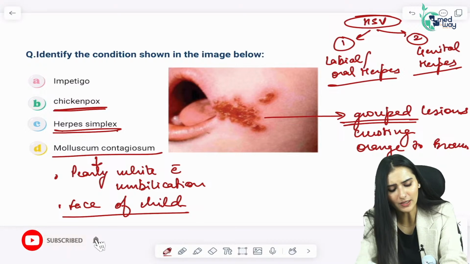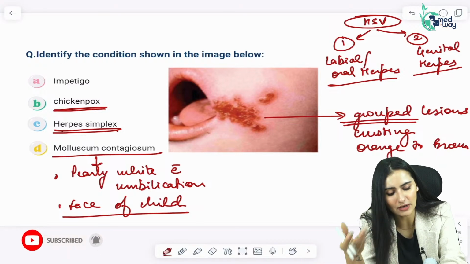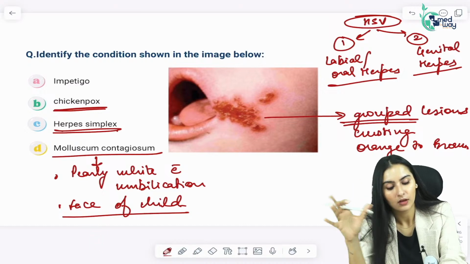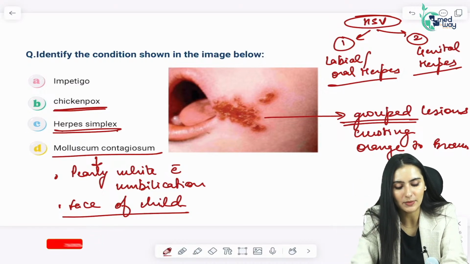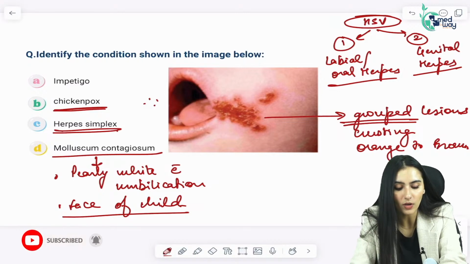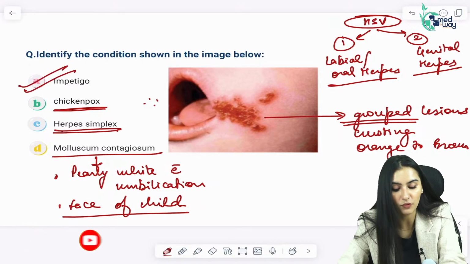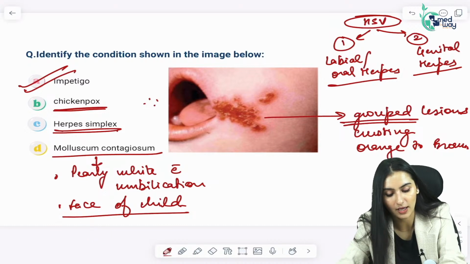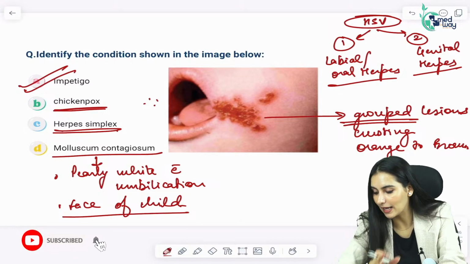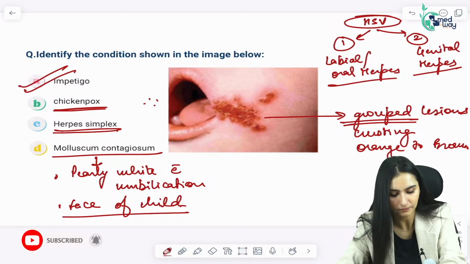Chickenpox. Chickenpox will come anywhere on the body. It will be mostly a centripetal distribution. They'll show an abdominal picture, like an abdominal picture of a child with some lesions over here, that rose petal dew appearance, all that is going to be there. What is this? This is impetigo. So if you know it, you can just be like, okay, this is impetigo. You don't even have to go through all the three options. You just have to be like, okay, impetigo, move on.